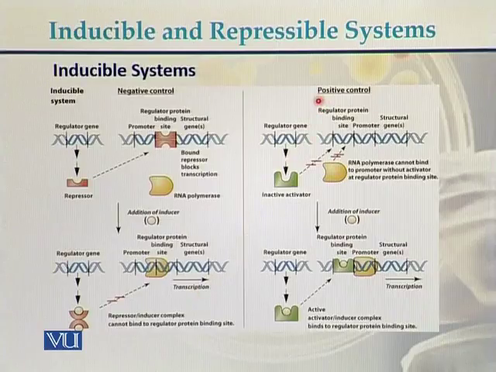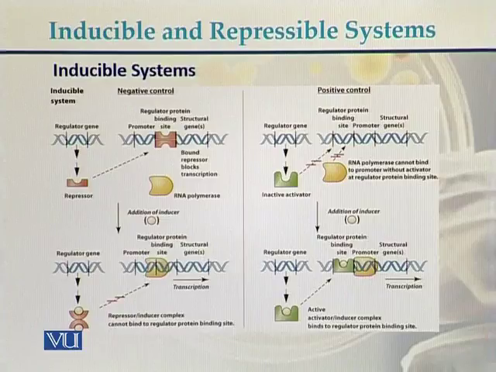On the other hand, in the case of positive control, here we can see that there is an inactive repressor. When there is an inactive repressor, RNA polymerase cannot bind to the promoter. When it does not bind to the promoter, there will be no production of the messenger RNA. While here, when the repressor is active or the inducer binds to the regulatory protein and then binds to the DNA sequence, there will be transcription of the messenger RNAs. So this is the example of the inducible systems.